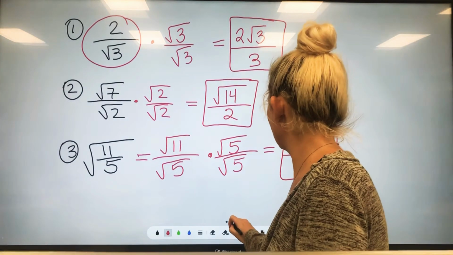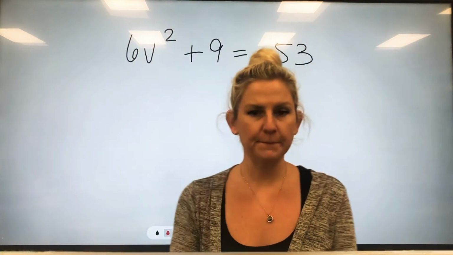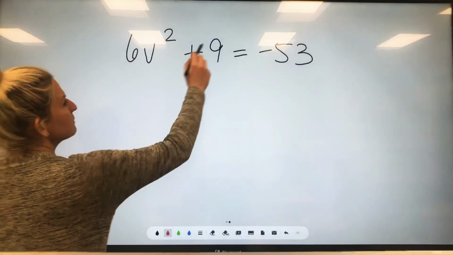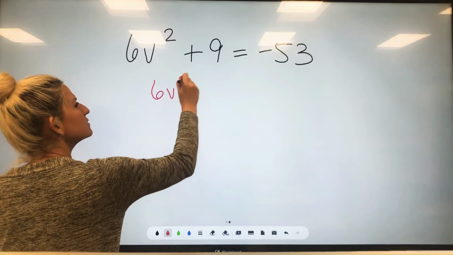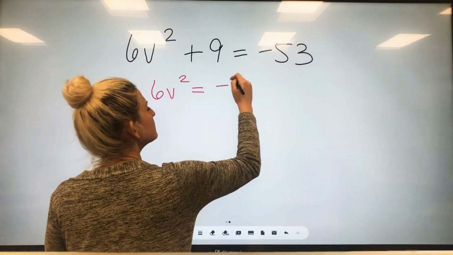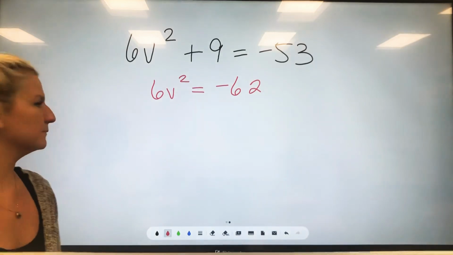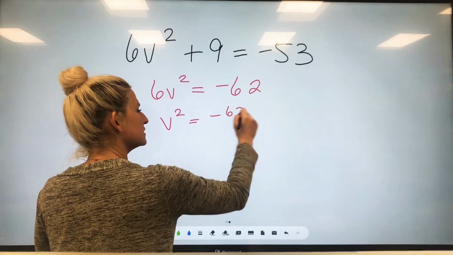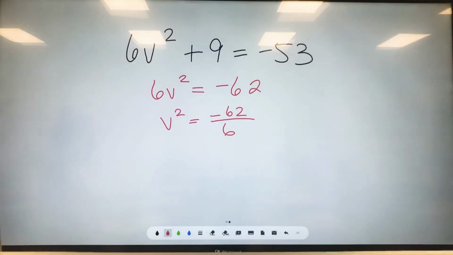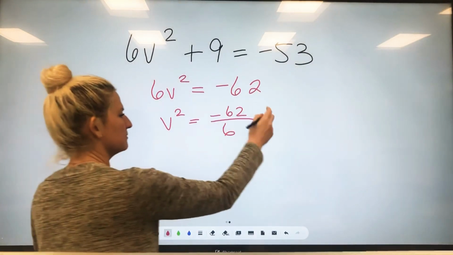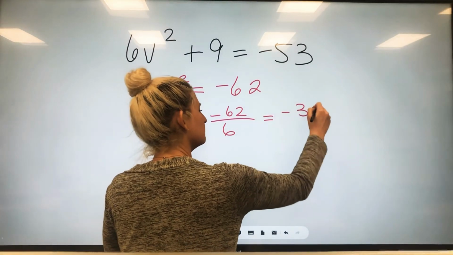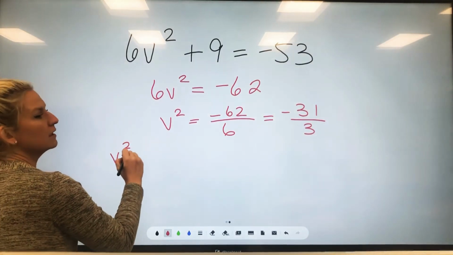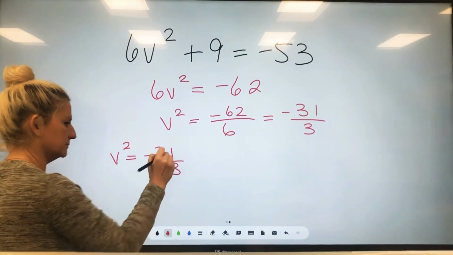All right, so for number 4 on the homework, I had somebody ask me about that. So let's solve this one. I'm going to first subtract the 9. So I have 6b squared equals negative 62. Then I'm going to divide by 6, so I get negative 62 over 6. And I'm going to simplify this while I'm at it. This is equivalent to negative 31 over 3. So I have b squared equals negative 31 over 3.